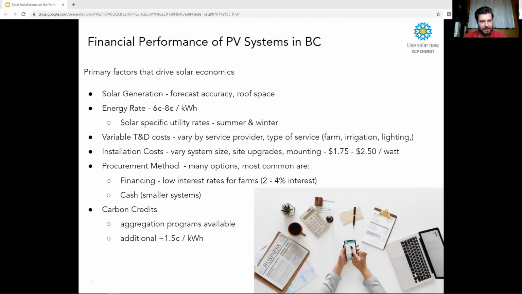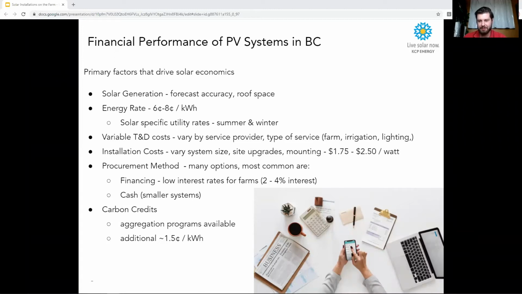And what else? Electricity cost. That's the other main factor that drives the system financials. Electricity costs are going to vary throughout different areas of the province. In Alberta, your typical rate for your energy costs is going to be maybe 6 to 8 cents per kilowatt hour. And then there are also other utility rate offers and structures that are very specific to people that have a solar energy system.